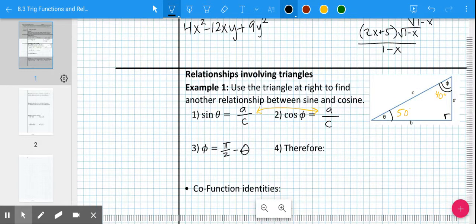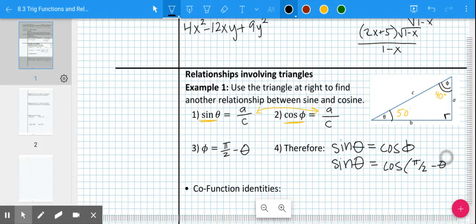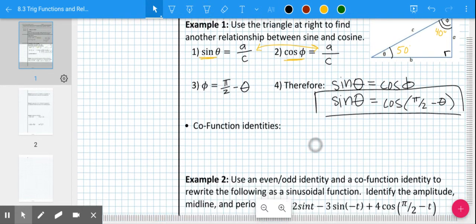There we go. Okay. So since 1 and 2 are the same, I can say that sine of theta and cos of phi are the same. Sine of theta is equal to cos of phi. But then what I can do is rewrite phi in terms of theta using part 3. So instead of writing cosine of phi, I can write cosine of pi over 2 minus theta. And this brings us to another identity. This is one of our co-function identities. There are actually 6 of them. So what I'd like to do is list them all with you here.